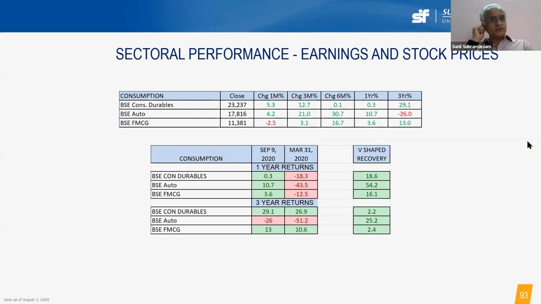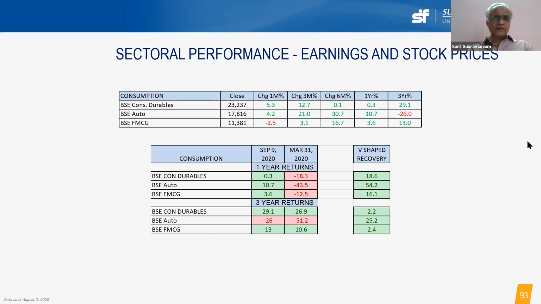Now we look at the consumption sector. There are three consumption related indices here. There's a consumer durable sector, then there's the auto sector and the FMCG. Both the consumer durables and auto are rate sensitive sectors. They're all goods largely bought on borrowings, right? From NBFCs, from banks, the like. Whereas the FMCG is low value goods, frequently consumed, fast moving consumer goods.